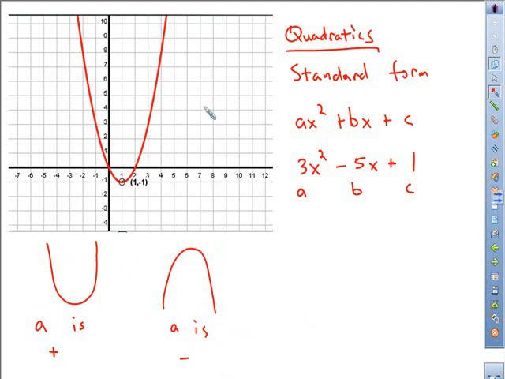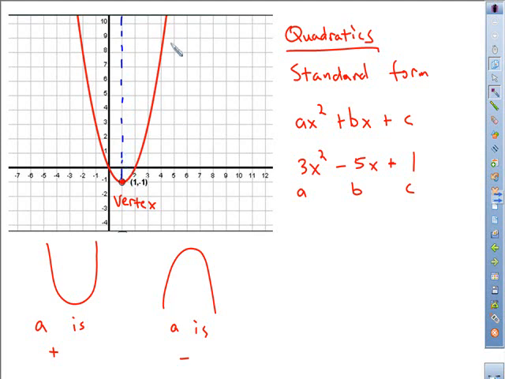Now in this graph right here, this parabola is happy. So if it's happy, this lowest point right here has a name: it's called the vertex. In this case, the vertex is (1, negative 1). And then we can also have a line that goes straight down through the vertex vertically, and this line splits the parabola in half.